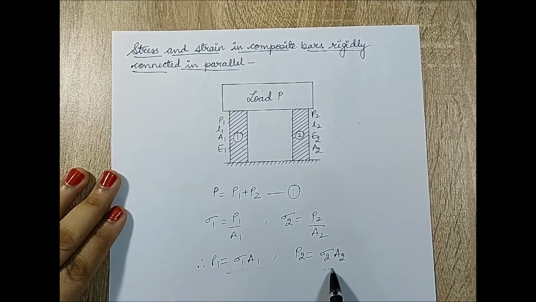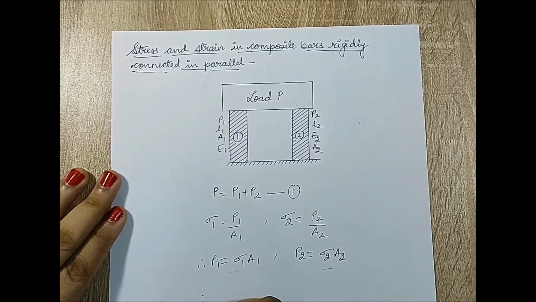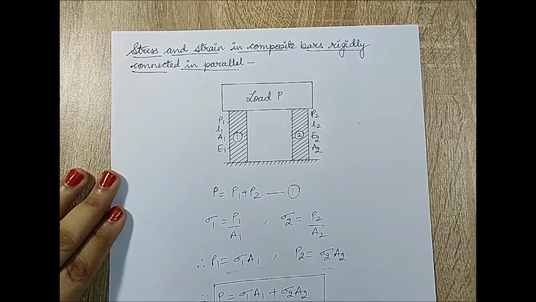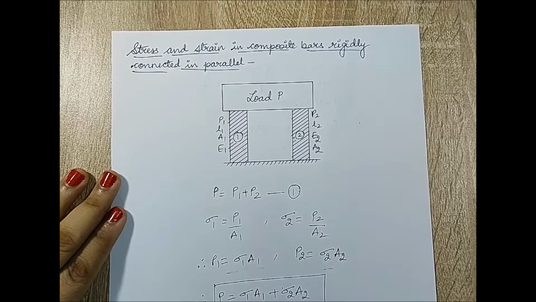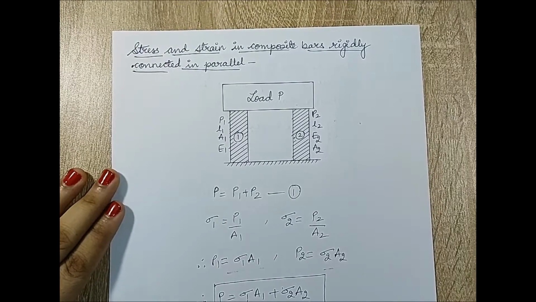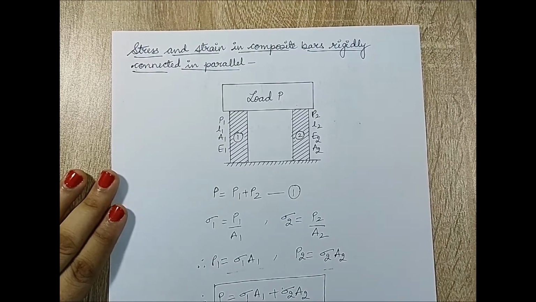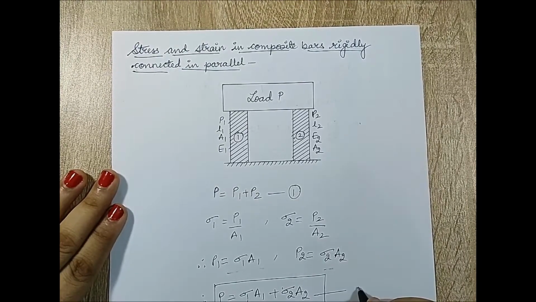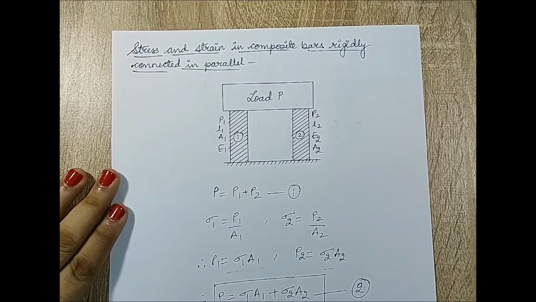So when I substitute these terms in equation 1, I get therefore P is equal to sigma 1 A1 plus sigma 2 A2. This equation is useful in case the total load coming on the body is known, I also know the cross-section areas and I have to calculate the stress. Or suppose if I know the stress and the area and I have to calculate the total load coming on the body. So this kind of equation is very useful. I mark this as equation number 2. This equation also needs to be remembered for solving numericals.